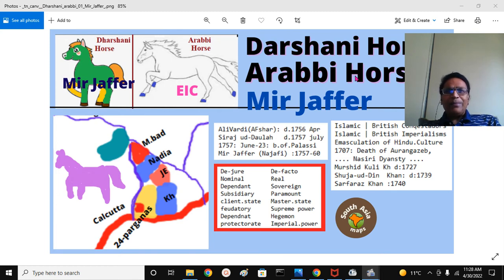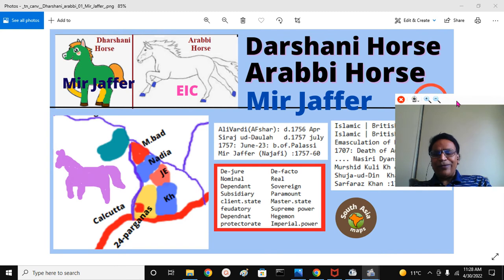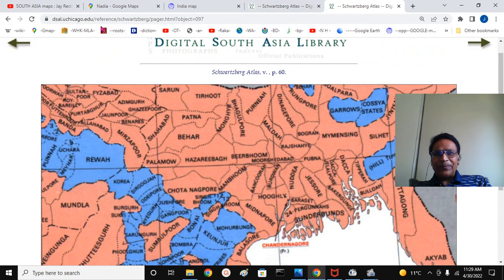And virtually he became a Dharshani horse and fulfilled all the promises he made, and the British ran the real power. So he immediately surrendered the 24 Parganas to the British. That means this entire region came under British control. So the Dharshani horse Mir Jaffer of the Najafi dynasty, and the Arabbi horse, that is the East India Council, Calcutta Council, Robert Clive, the British imperialists, and so on.